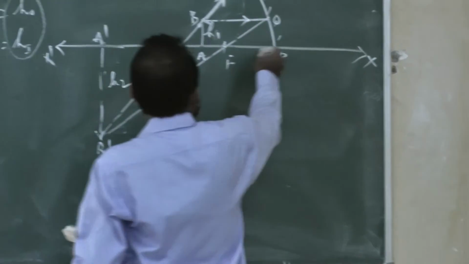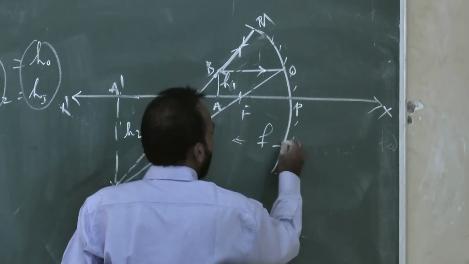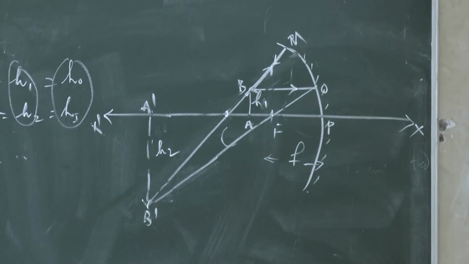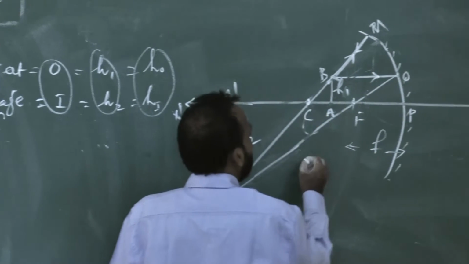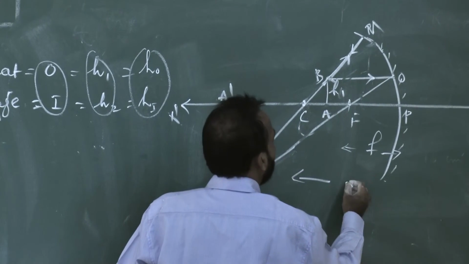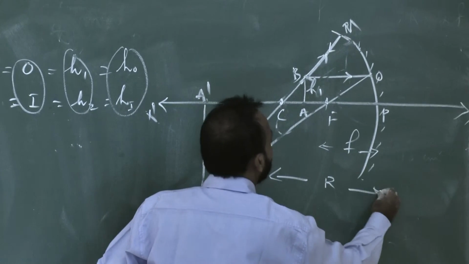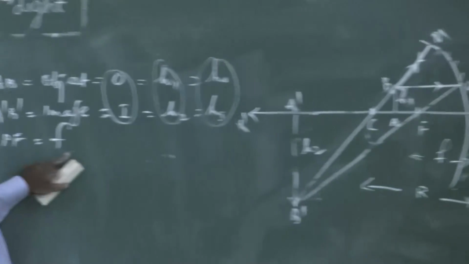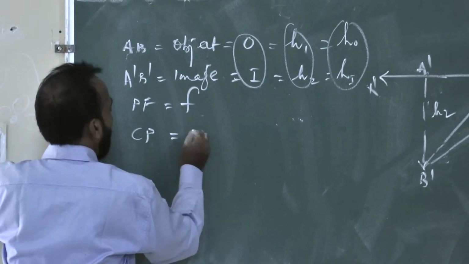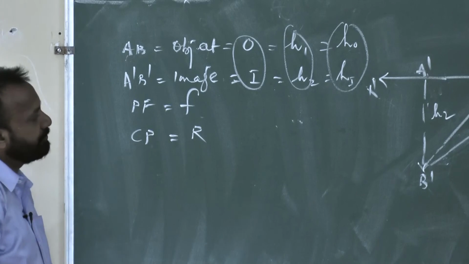Now PF is your focal length. PF is the distance from the pole of the mirror to the focus, the focal length. Now the point C, from C to P, is your radius of curvature. That means PF is equal to F, the focal length, and CP is equal to the radius of curvature R.